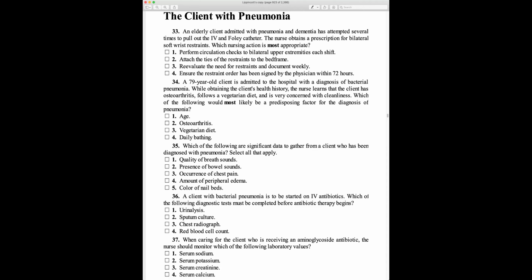All right, guys, so let's do question 33. An elderly client admitted with pneumonia and dementia has attempted several times to pull out the IV and Foley catheter. The nurse obtains a prescription for bilateral soft wrist restraints. Which nursing action is most appropriate? What did you choose?